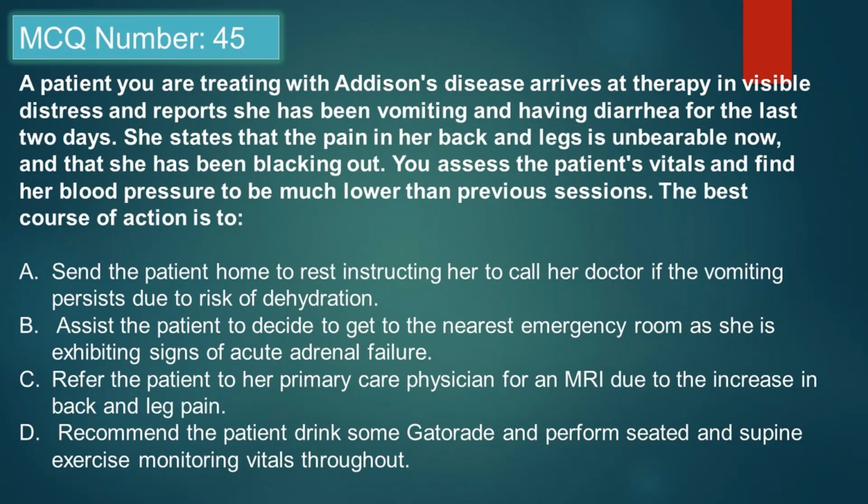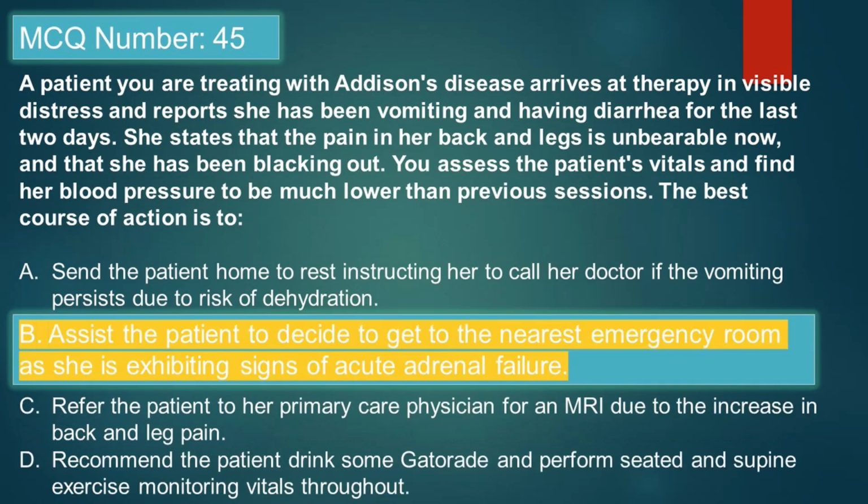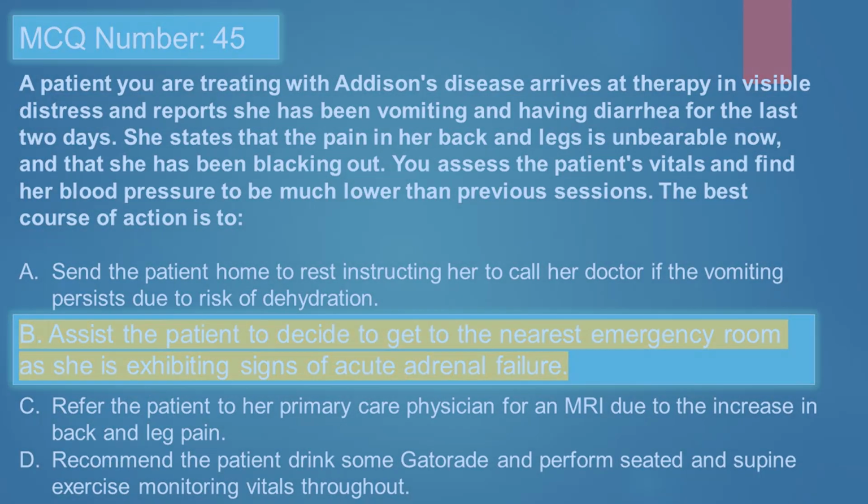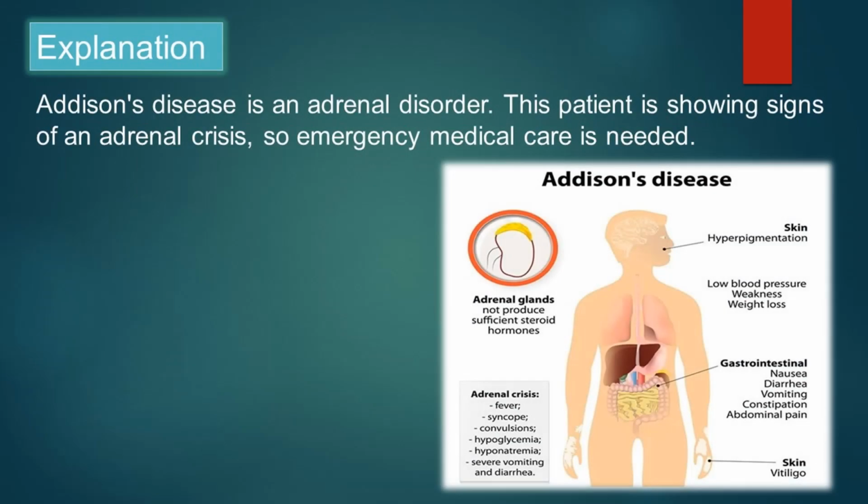And the correct answer is Option B. Assist the patient in getting to the nearest emergency room as she is exhibiting signs of acute adrenal failure. Here we have the explanation. In the case of Addison disease, there is an adrenal disorder. So the patient is showing signs of adrenal crisis. So emergency medical care is needed.